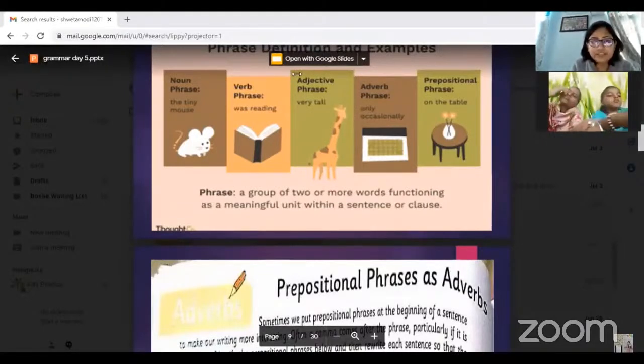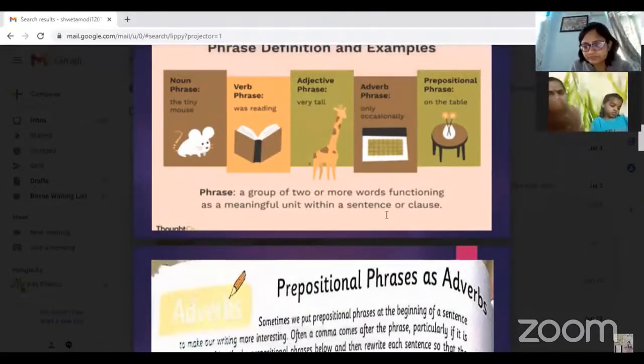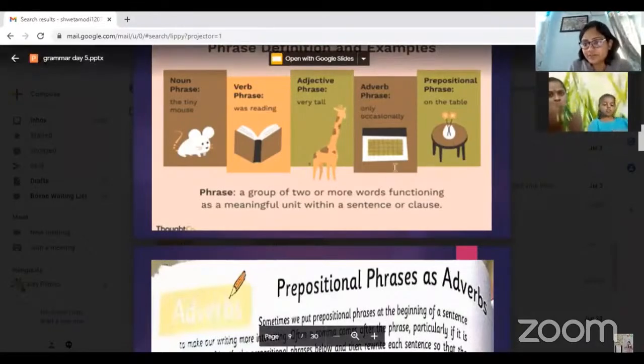And only occasionally, what will it be? Adverb of frequency. Adverbial phrase. Occasionally is an adverb. So adverb phrase. Okay. Prepositional phrase, on the table. So on is a preposition, right?